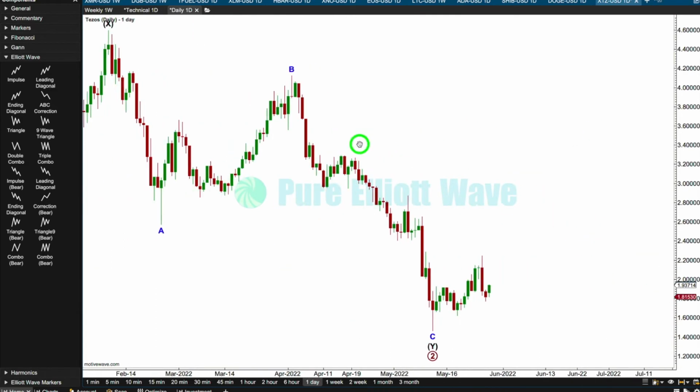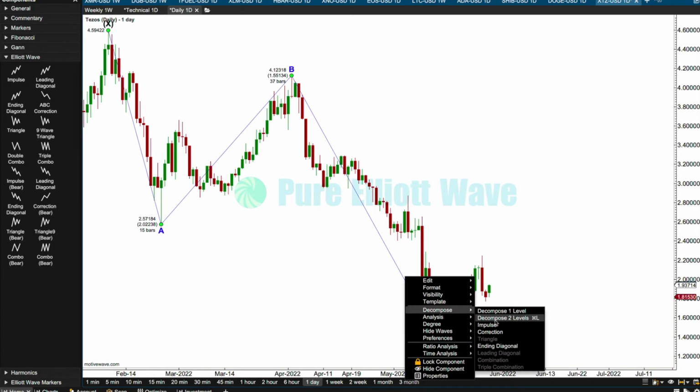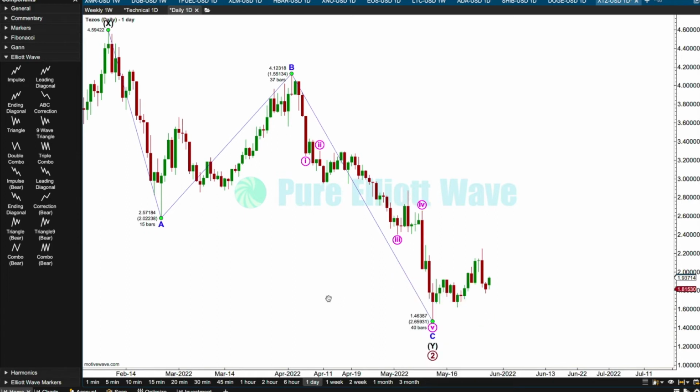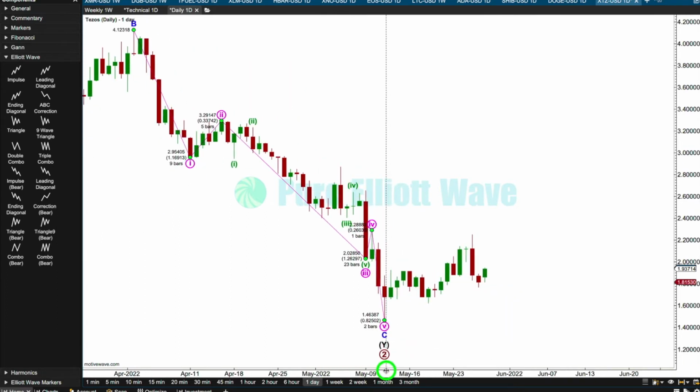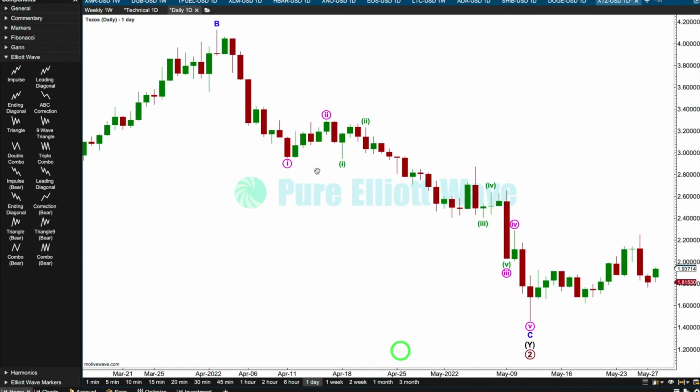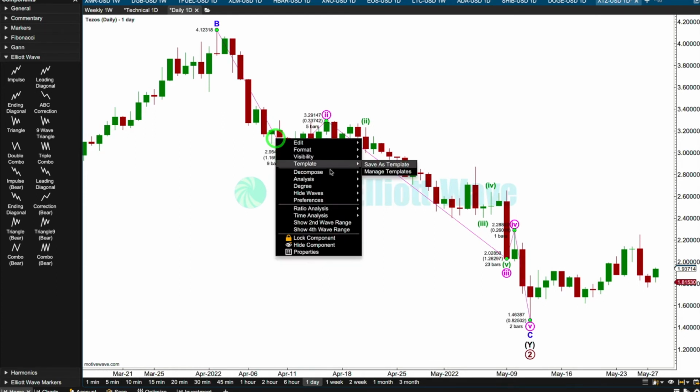Let's have a look at minus C. Can this be a complete 5-wave impulse? Does it have a decent look? No, I think I would want to put 1 here and 2 here, and I think I'd want to put 3 here and 4 here. I think I can see a 5 here for my newt one.